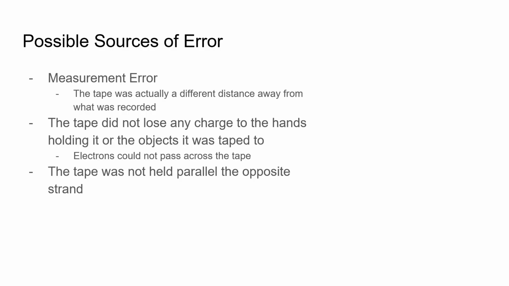So some possible sources of error. One big one was that the measurement tape was actually a different distance than what was observed, so measurement error. The tape didn't lose any charge to our hands. Again, that would change the amount of charge, and then the tape was held parallel. This is especially important because in this simulation, the two lines must be parallel in order for this calculation to be correct.